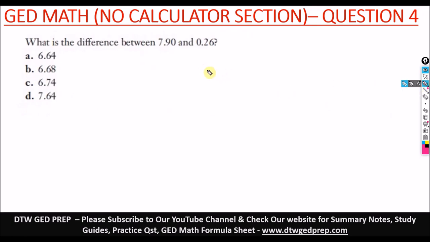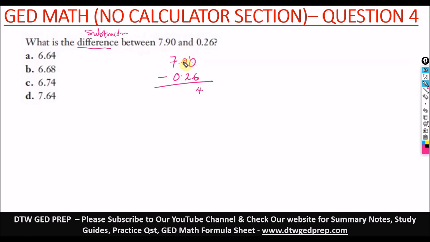Question 4 says, what is the difference between 7.90 and 0.26? The difference means what? Subtraction. All right, subtraction. So we have 7.90 minus 0.26. Remember subtraction, you can't take away 6 from 0. So we have to borrow that 1 there. And that 1 represents a 10. When you add a 10 to 0, it becomes a 10. So we have 10 minus 6. It's now a 4.